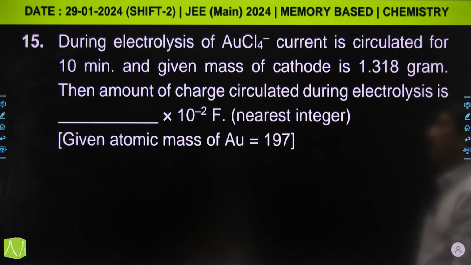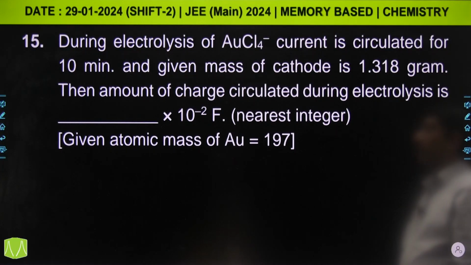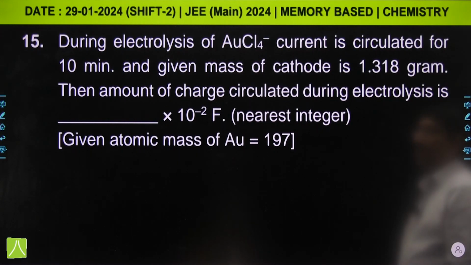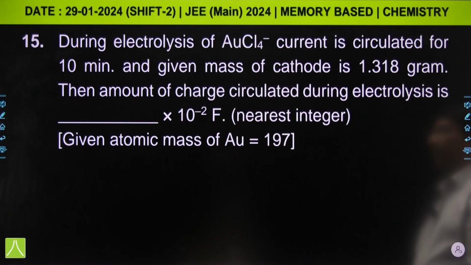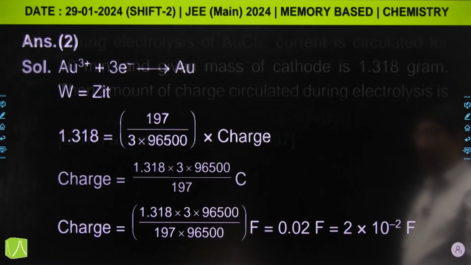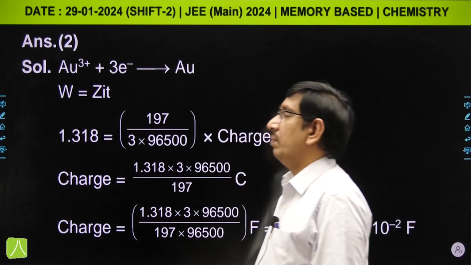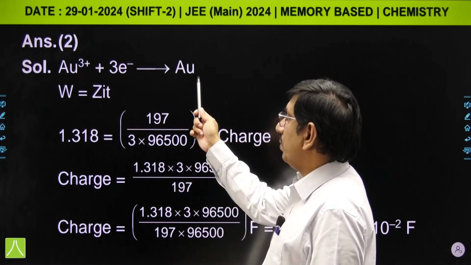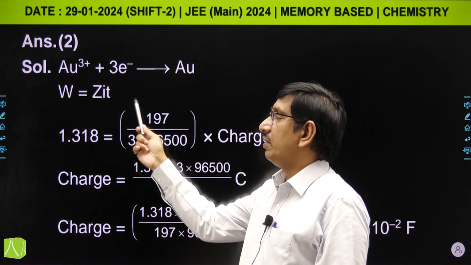Next, this is an electrochemistry question related to Faraday's laws. During electrolysis of AuCl4 minus, current is circulated for 10 minutes and given mass of cathode is 1.318 grams. Then amount of charge circulated during electrolysis is dash into 10 power minus 2 farad. We have to report the nearest integer. Now, in AuCl4 minus, Au3 plus is gaining 3 electrons and reducing to Au.